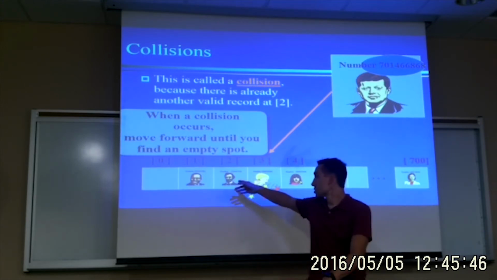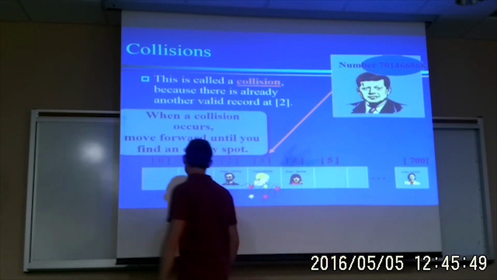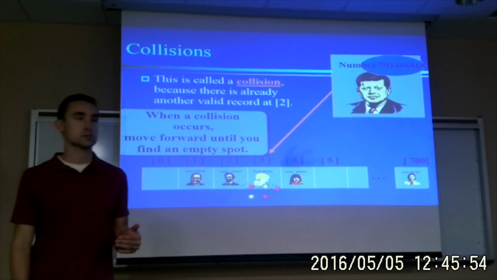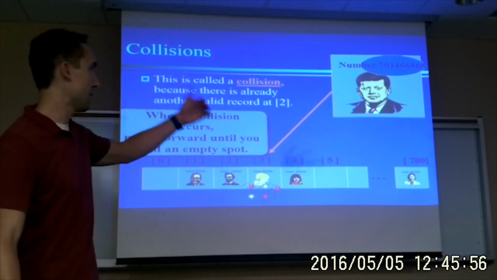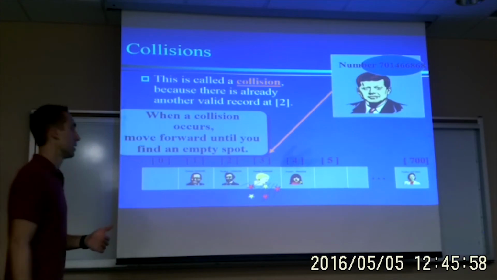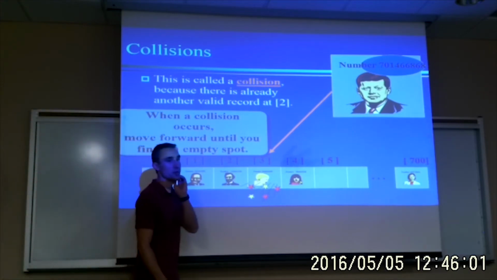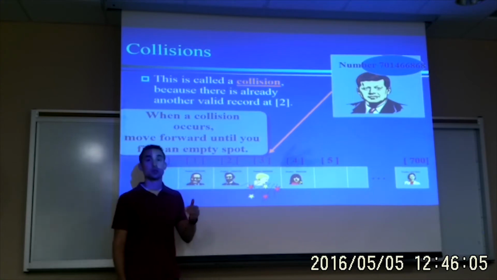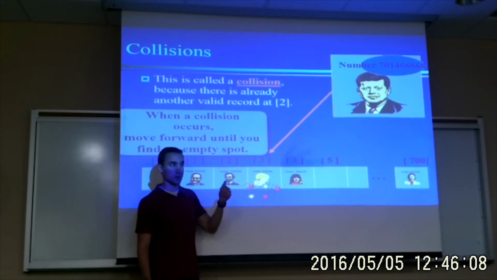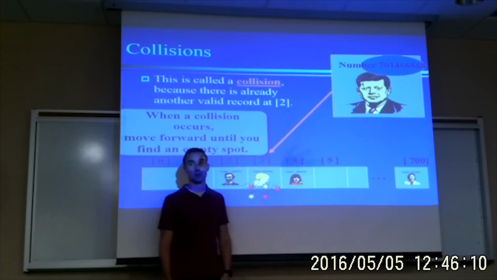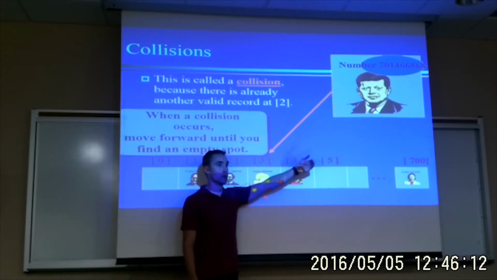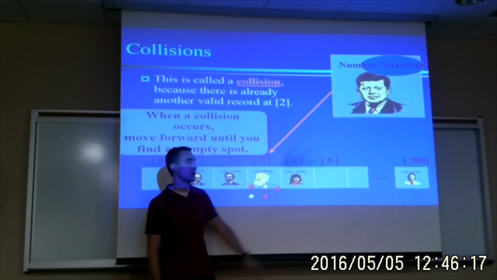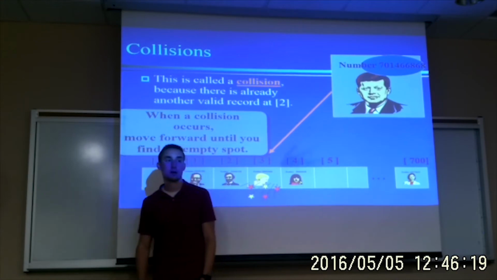So again, we hit collision. We tried to put JFK in spot 2. We couldn't because Lincoln is there. So if we are using open addressing to handle our collision, here's how this works. Again, this is called open addressing, or looking for the next open memory address, using linear probing, which means looking down the line. So we're probing linearly, looking for the next open element in our array.